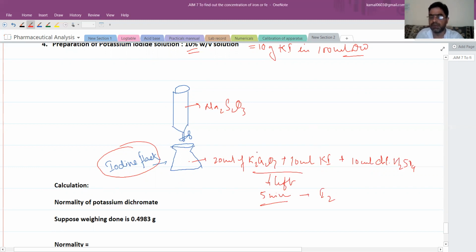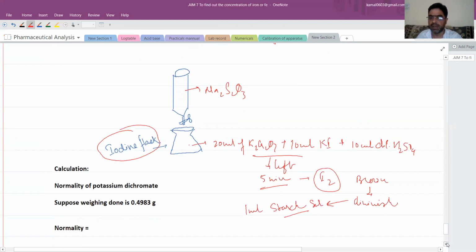So the liberated iodine will now be titrated with sodium thiosulfate. The flask will become brown due to the liberation of this iodine. Slowly this brown color diminishes, and finally the color is going to disappear. But before the color disappears, we will add 1 ml of starch solution, which is acting as an indicator here.